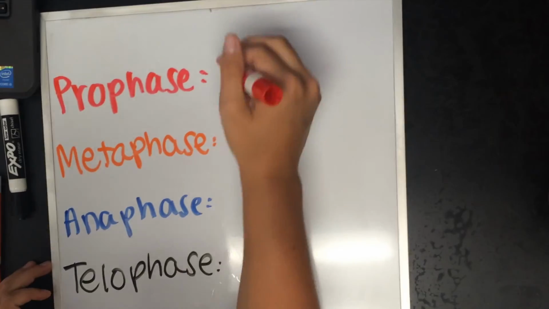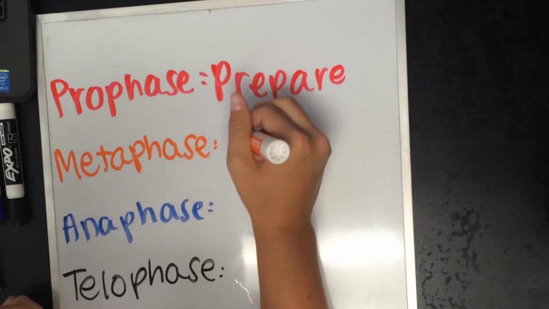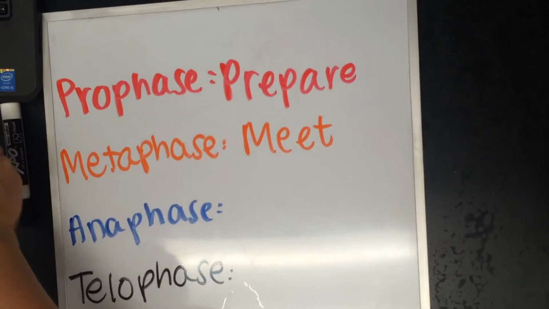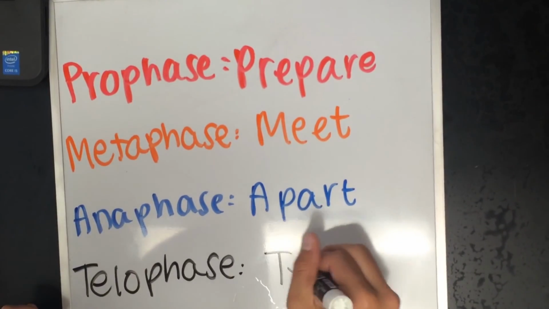How are you going to keep the phases in order? Here's a trick. Prophase is preparation for the cell to divide. Metaphase is meeting of the chromosomes in the center. Anaphase is pulling the chromosomes apart. And lastly, telophase is the tearing of the cell into two identical daughter cells.